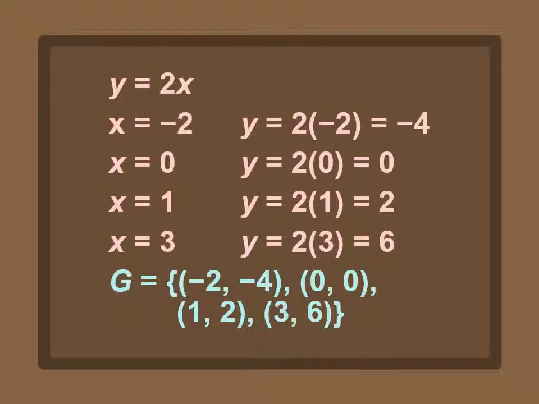So an ordered pair, remember, is an x and a y. So we write our x first. So our first x is negative 2. And when x is negative 2, y is negative 4. So we're going to write negative 2, comma, and then for our y, we're going to write negative 4. So for our next x value, we had 0. And when x is 0, y was 0. So we have the ordered pair 0, 0. For our next ordered pair, x was 1. And when x was 1, y was 2. So for our ordered pair, we're going to write 1, comma, 2. Our next x value was 3, okay? And when x was 3, y was 6. So our ordered pair would be 3, comma, 6.